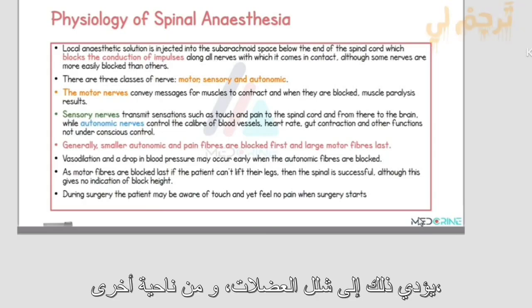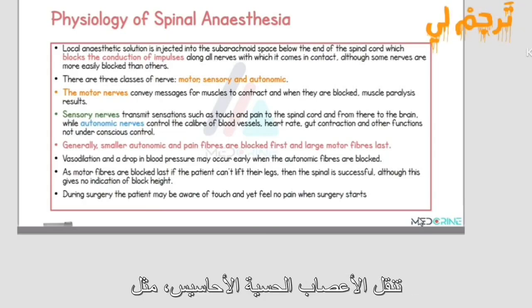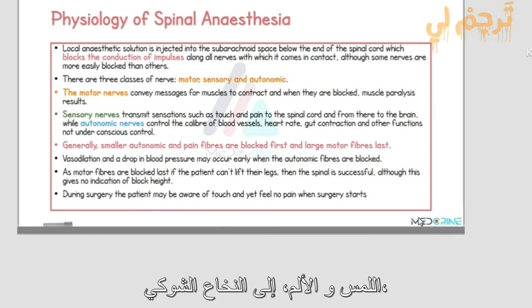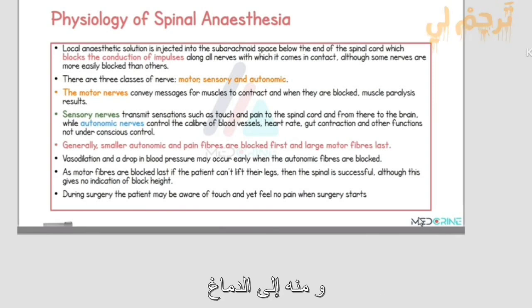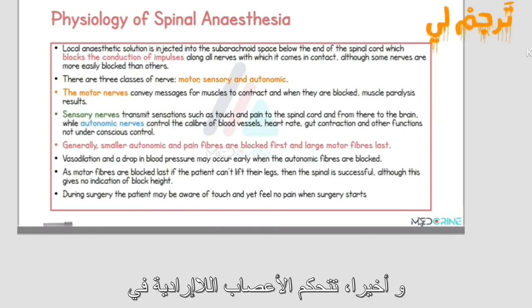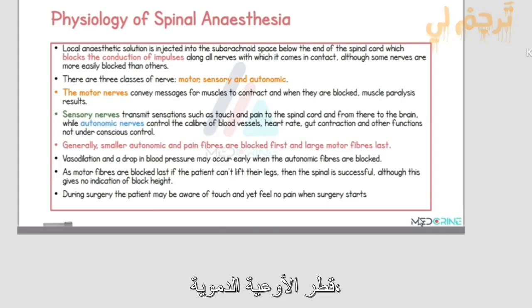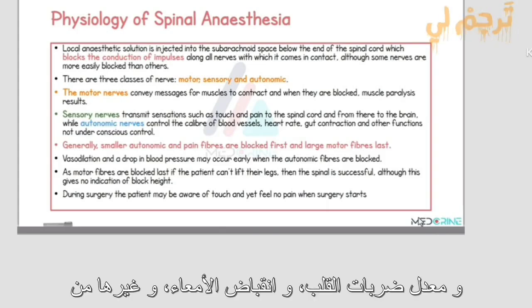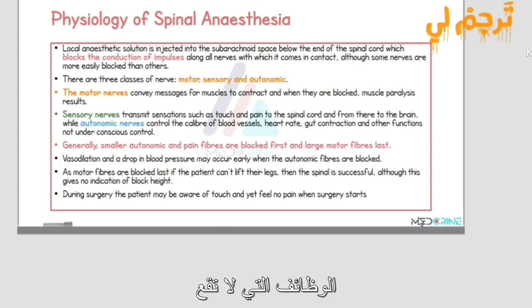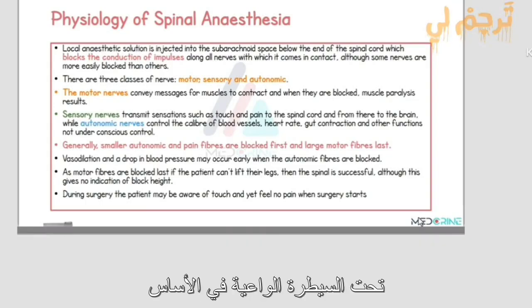On the other hand, sensory nerves transmit sensations, for example touch and pain, to the spinal cord and from the spinal cord to the brain. Lastly, the autonomic nerves control the caliber of the blood vessels, the heart rate, gut contraction, and other functions which are essentially not under conscious control.